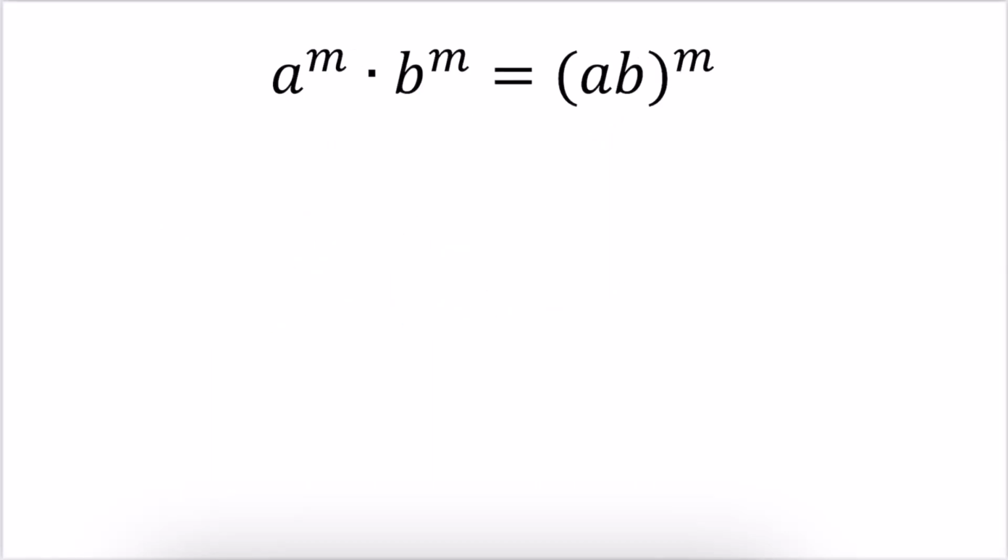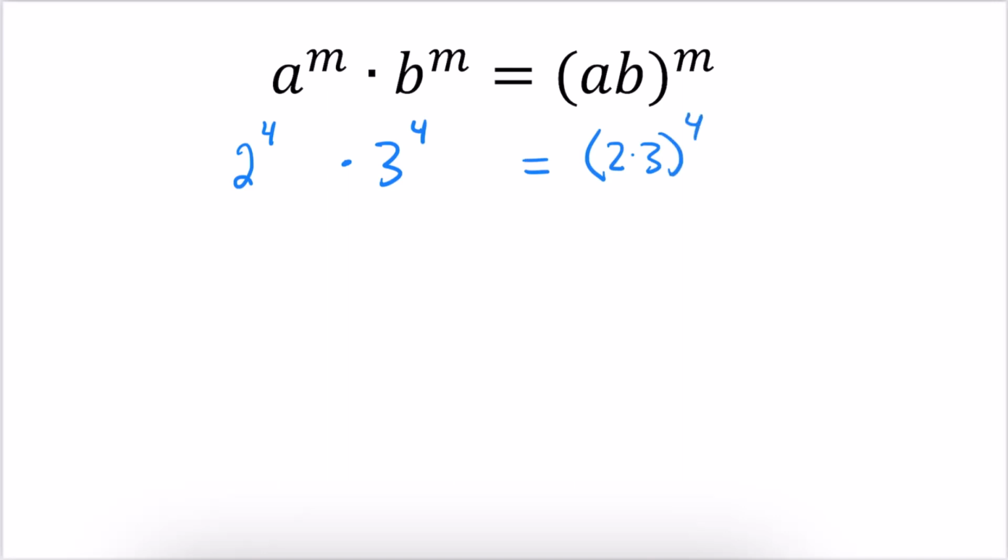So what happens if you multiply together 2 numbers with different bases but the same exponent? Well, if we look at an example of this, let's say we have 2 to the fourth power times 3 to the fourth power. This problem is saying that this is equal to 2 times 3 to the fourth power.